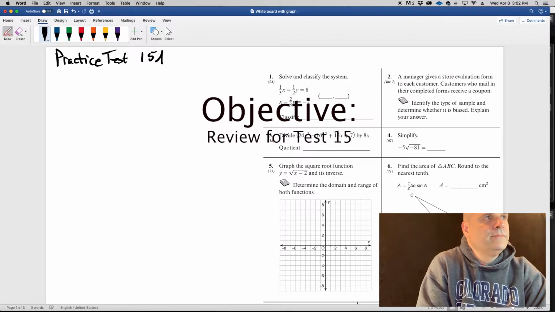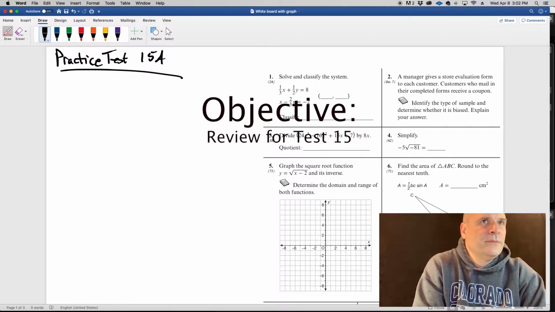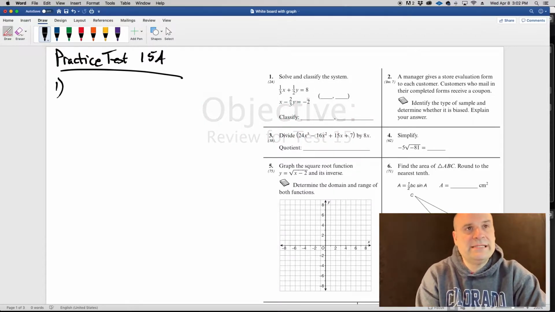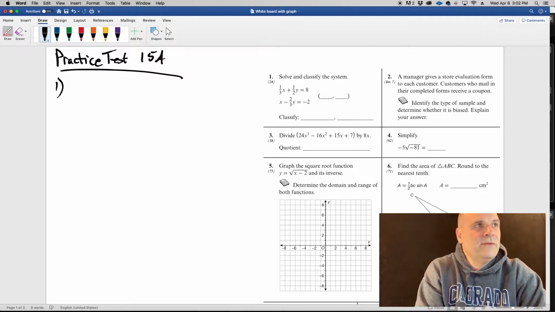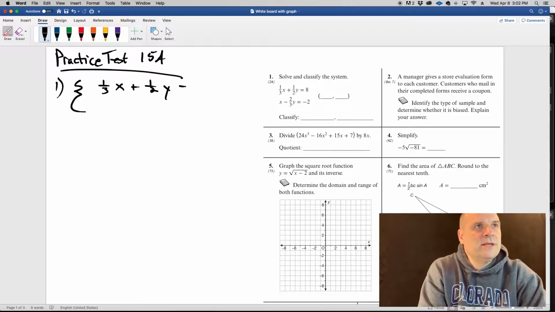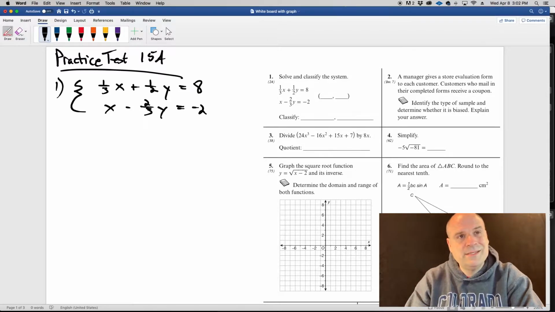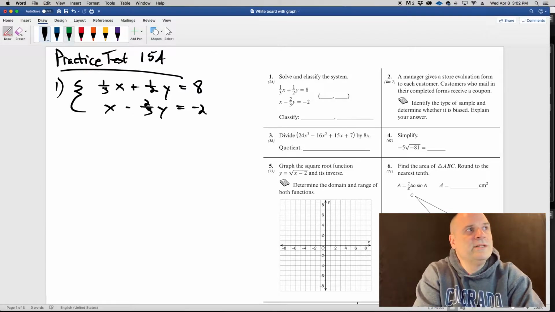All right, this is practice test 15A. Okay, number one, we're going to solve and classify the system. We've got a system of equations: 1/3 x plus 1/2 y equals 8. Our other equation is x minus 2/3 y equals -2. I think the easiest way to do this is with an F-bomb. So we're going to drop an F-bomb on this.